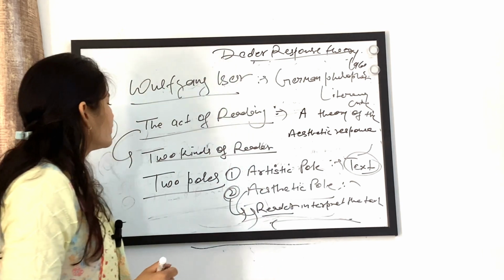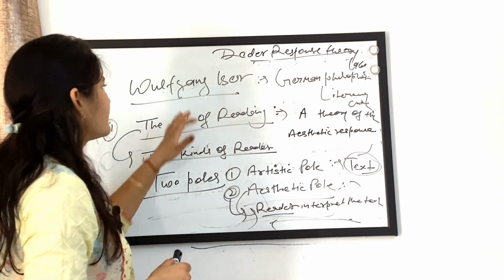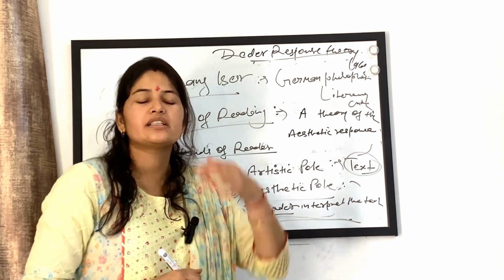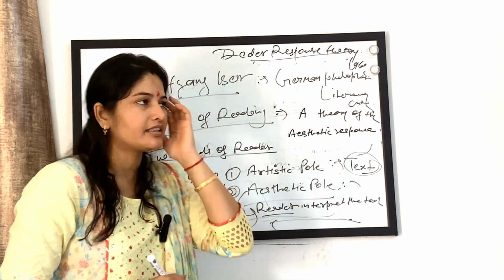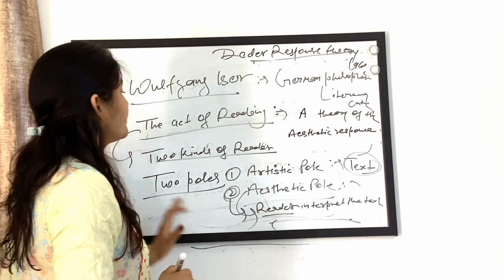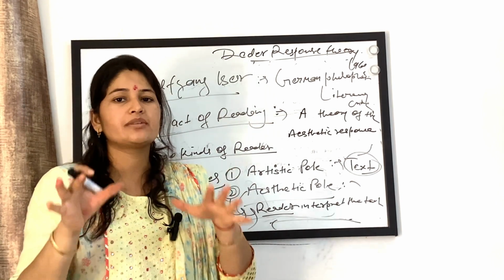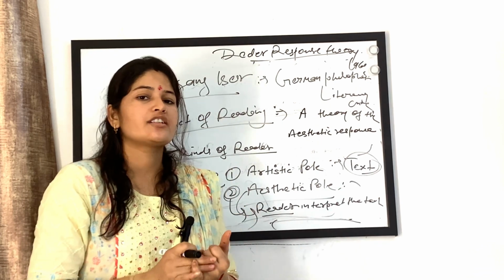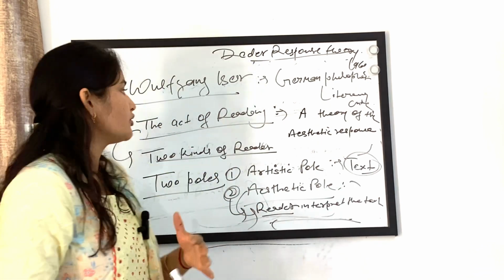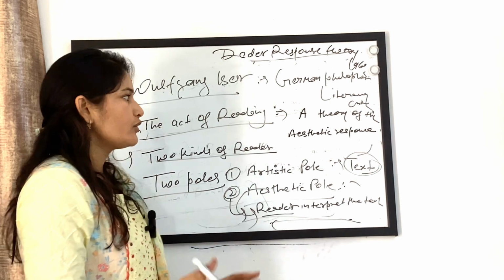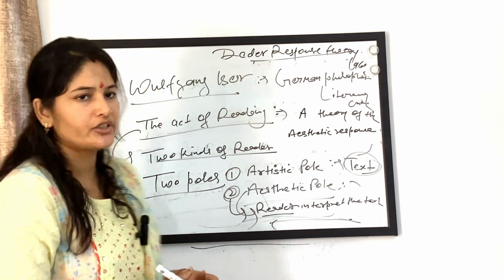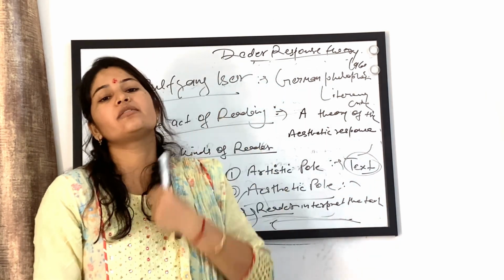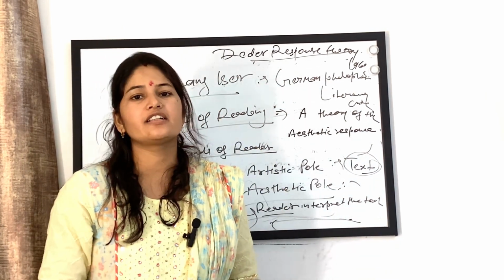So these were the concepts given by Wolfgang Iser. The titles of the three works I mentioned you have to keep in mind. The implied reader and actual reader concept and that question has been asked many times in NET and also in PhD entrance exams. You can see it in many exam PYQs also. So that is very important. That's all about Wolfgang Iser, and we will discuss the next literary critic in the next class.